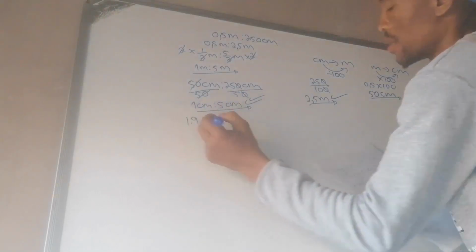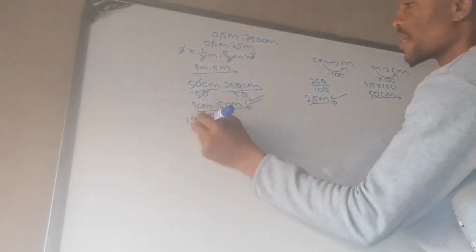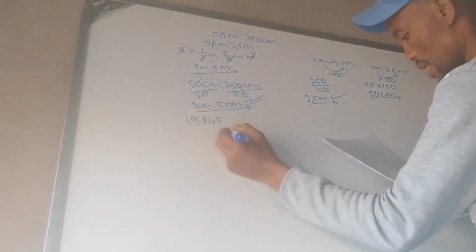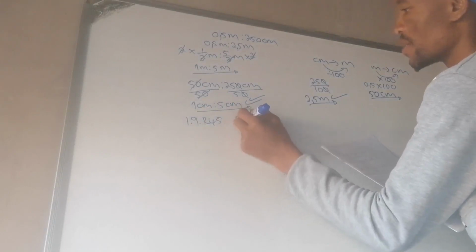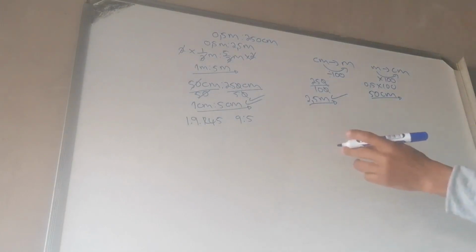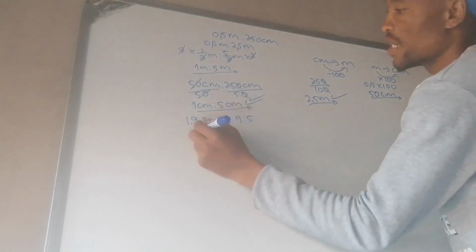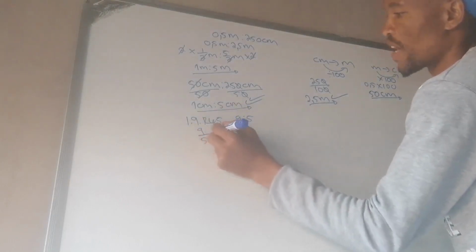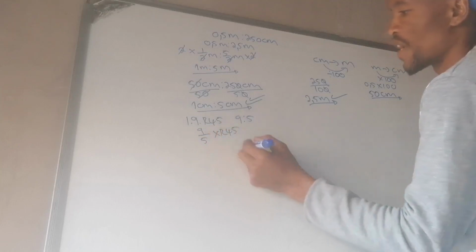Increase 45 rand in the ratio 9:5. We are increasing that amount in that ratio. How are we going to increase that amount? You will just say 9 over 5 and multiply by 45.